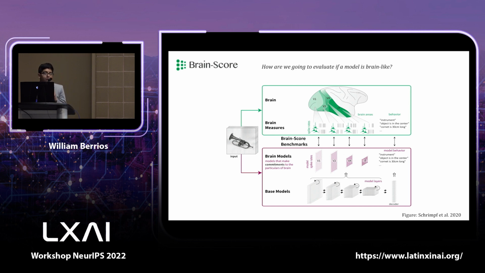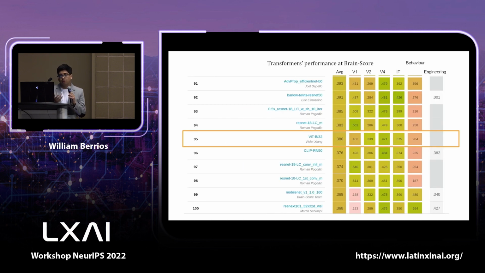So how are we going to evaluate whether a model is more brain-like? We base our observations on the BrainScore platform, which tries to represent the similarity between stimuli when they go through deep neural networks and their feature representations are extracted, against recordings on brain areas like V1, V2, V4, and IT. That happens when you put an electrode in non-human primates and you record the responses.